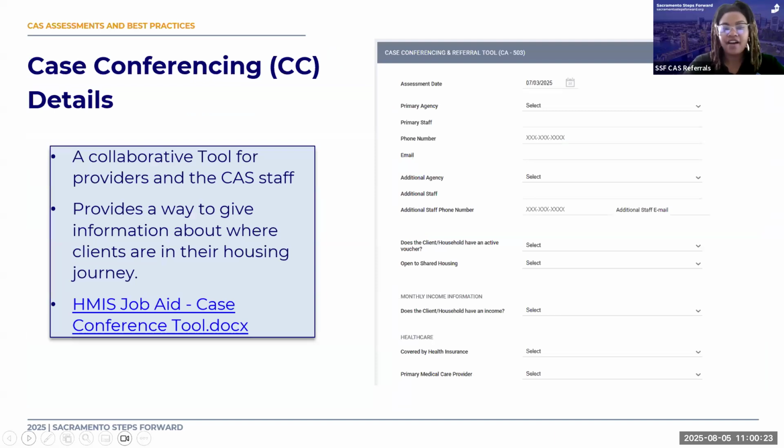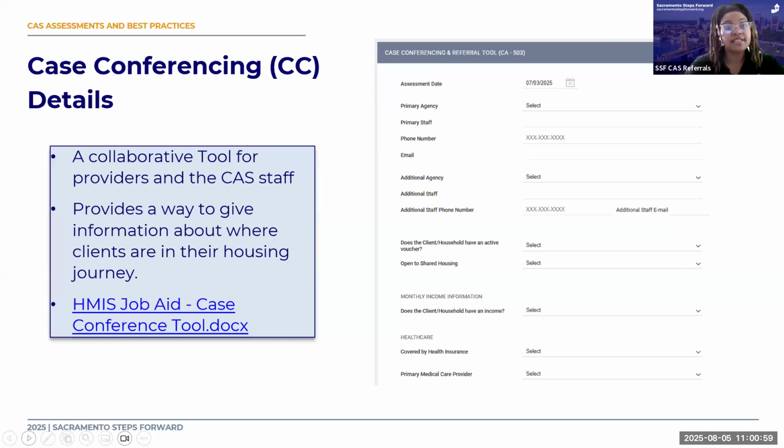So then we have our beautiful case conferencing tool. So this is a collaborative tool for providers and the CAS staff. So this is something that usually our CAS team also works in, our case conferencing team. Also, our housing team uses this a lot as well in terms of figuring out if people are open to shared housing, and what type of barriers people are experiencing that is maybe not captured in the HCT. So we could be more mindful of housing options that we offer folks. And then just thinking of other barriers that might come up.